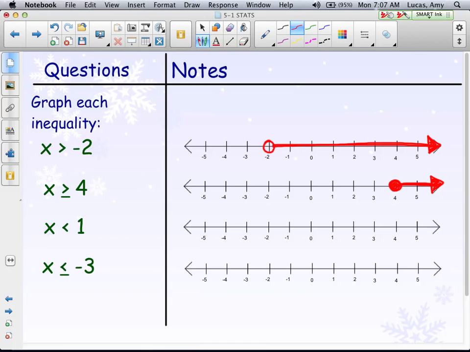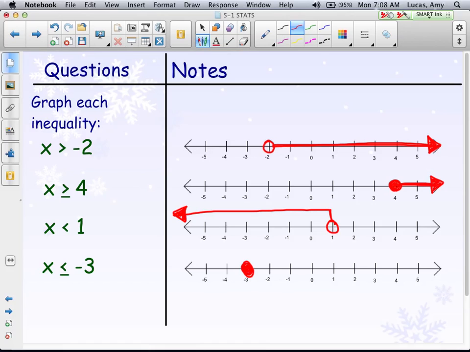The next ones I'm going to show you what some other students tend to like to do. It's less than 1, so it's open. Some students like to raise their ray up above like this, so there's no mistake in the direction that they're going. So either way, if you graph these, either way is fine.